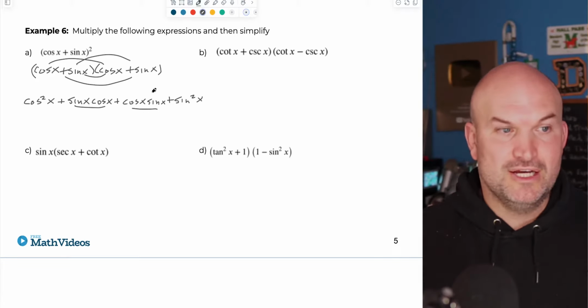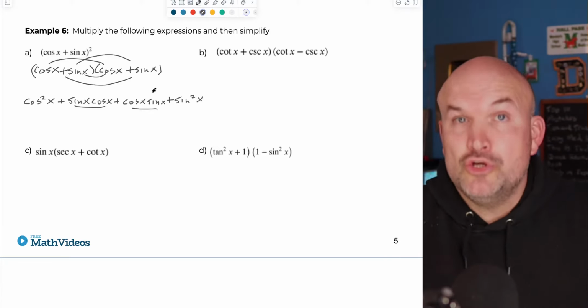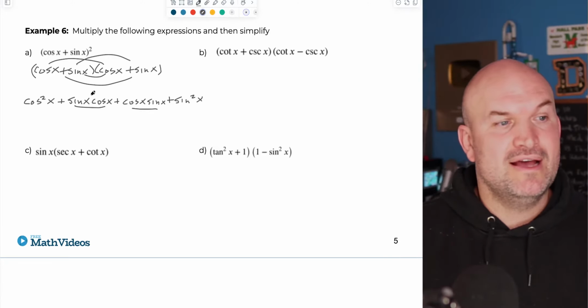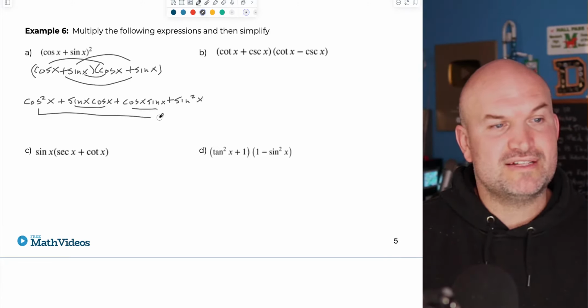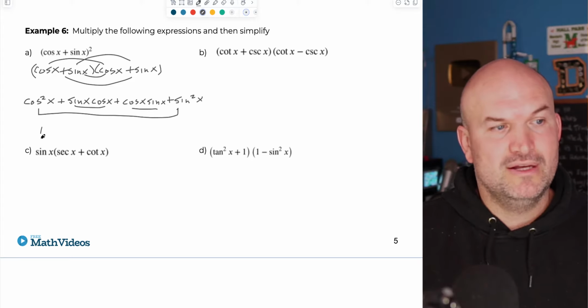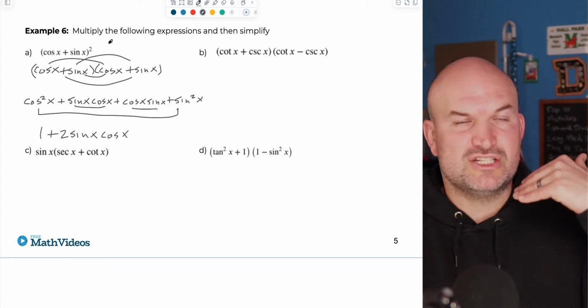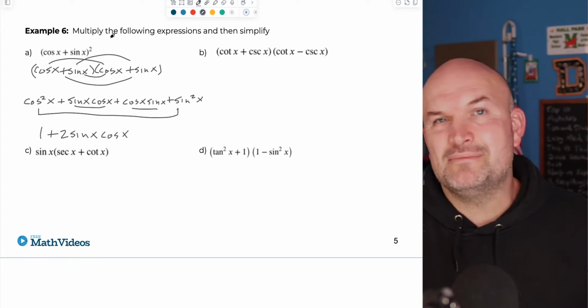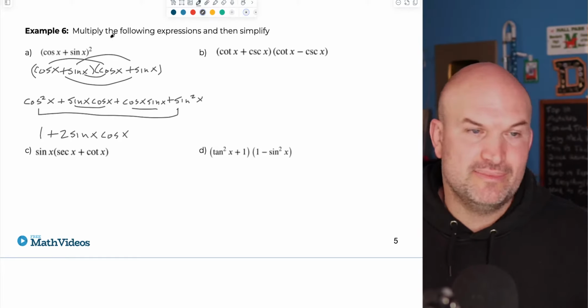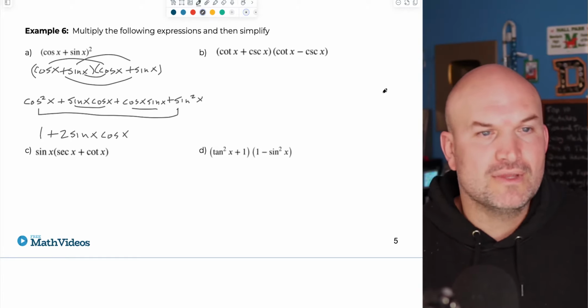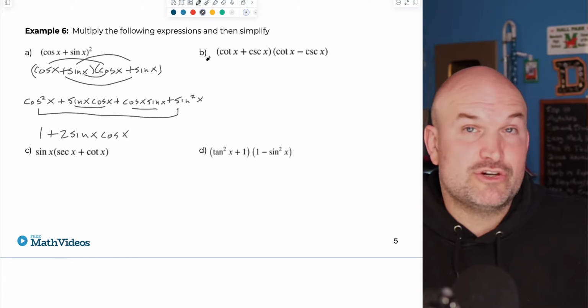So we can combine them to give us a 2, and it doesn't matter which order you write them in. And then also remember, cosine squared of x plus sine squared of x is equal to 1. So we get 1 plus 2 sine of x cosine of x. So again, remember, this is just applying the operations and then simplifying if we can. Not all of them are going to be able to be simplified, but we're going to try our best.